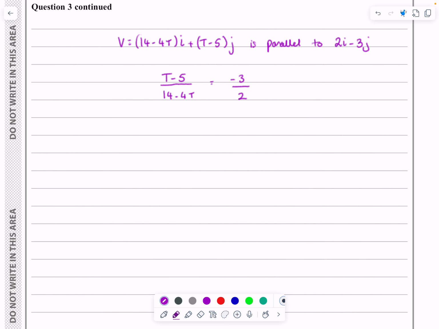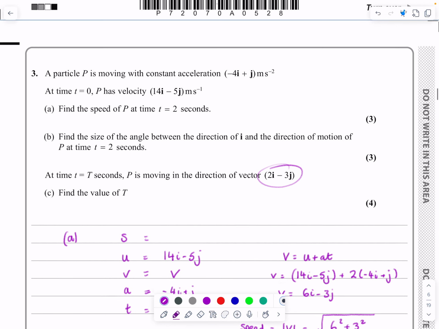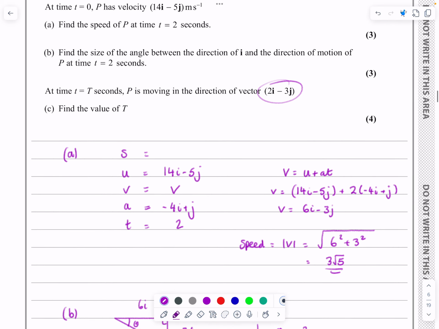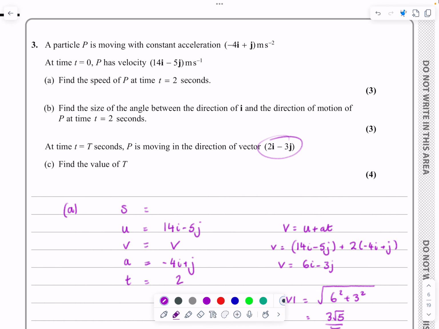We'll do it. It works out to be 2t minus 10 on that side. And it works out to be minus 42 plus 12t on this side. And then just rearrange it. We get that 10t works out to be equal to 32, which means t works out to be equal to 3.2, and that's seconds. Everything's been measured in seconds, so 3.2 seconds. Yep, that's the way that you do that question. Not too bad, relatively straightforward. Hopefully that all makes sense to you.